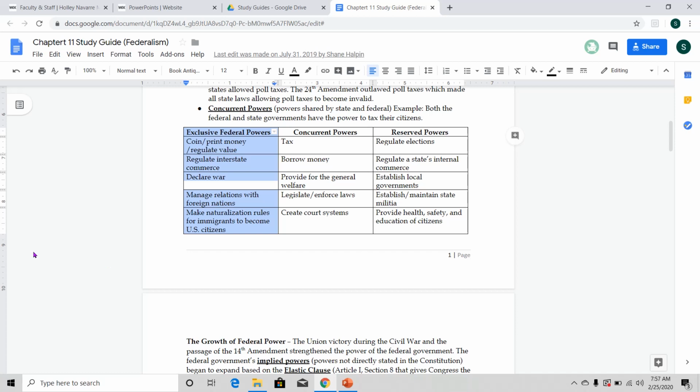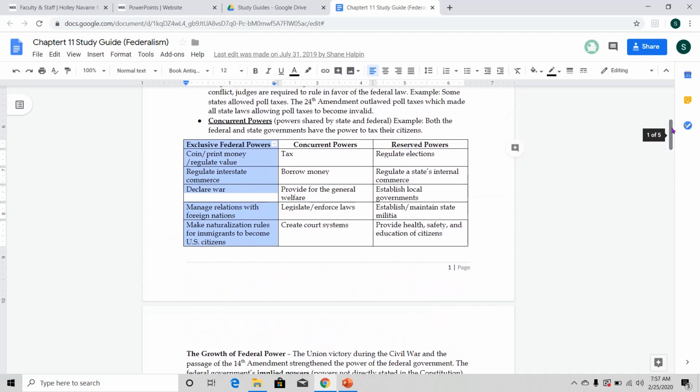Exactly right. And again, when we say reserved powers, please, guys, think of the powers reserved for those states. So right here, you have a couple of reserved powers. You have regulating elections, the state internal commerce, establishing local governments, establishing and maintaining the militia, and providing for the health, safety, and education of citizens. Guys, when you see that word education, that really has to be a giveaway that you are thinking of the states. Anything to do with education is referring to the states.